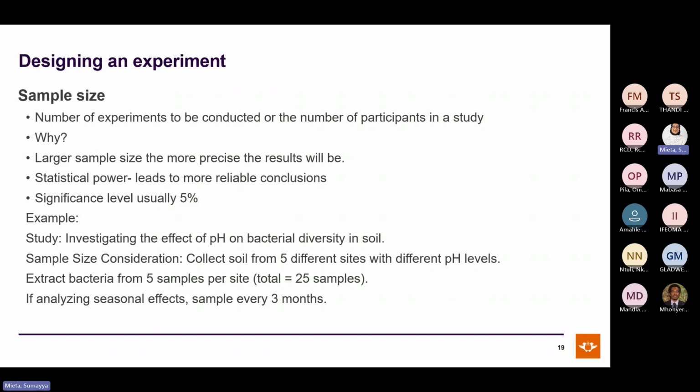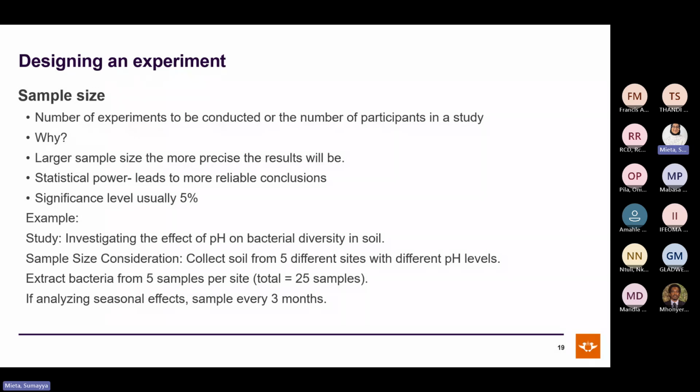An example that I have here, okay, so I gave my biscuit example, but this one, we want to investigate the effect of pH on bacterial diversity in soil. We will collect soil from 5 different sites with different pH levels, okay? And then we will extract bacteria from 5 samples per site. So in total, we will have 25 samples instead of 5 samples, okay?